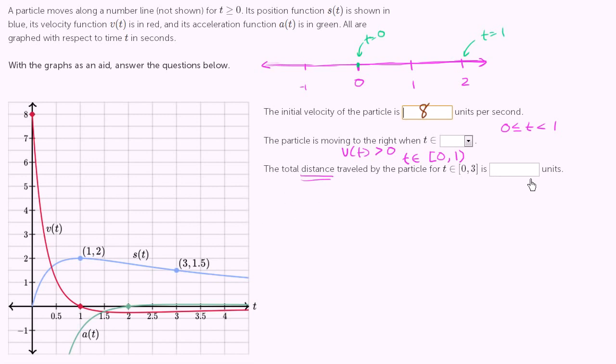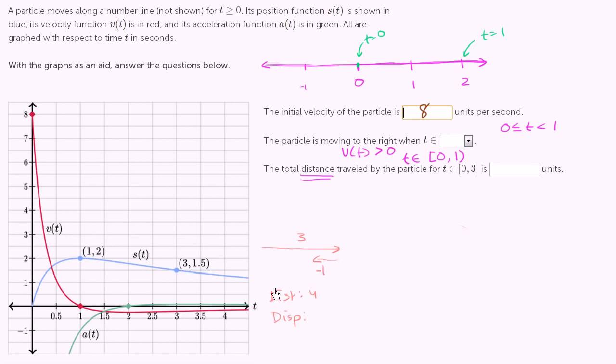The total distance traveled by the particle for t in the interval between 0 and 3 is blank units. So once again, I encourage you to pause the video and try to answer that. The total distance. So this is interesting. Don't get distance confused with displacement. If I were to move 3 to the right, and then I were to move back 1 to the left, the total distance I've traveled is 4.